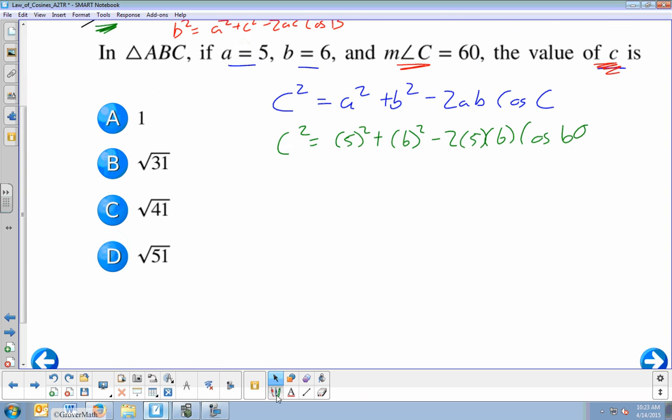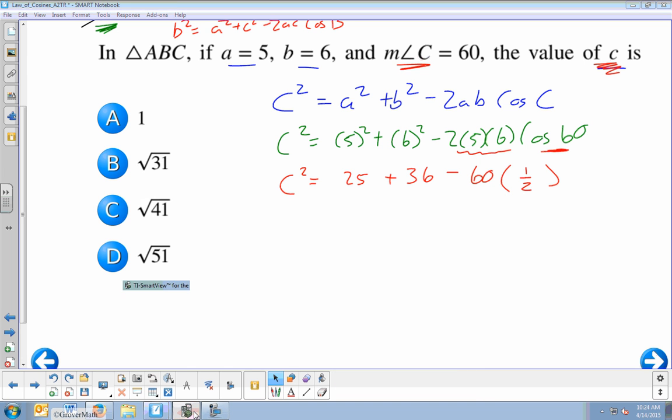But I'm going to simplify it a little bit. Remember, this is also C squared, so in the end, I'm going to have to do the square root of the whole thing to solve for just C. But let me keep it C squared for a minute. Changing to red, I'll write it as C squared equals, so this is 25 plus 36 minus, and figure out what this is. This is negative 2 times 5 times 6, negative 10 times 6 is negative 60 times cosine 60, and cosine 60 is 1/2.